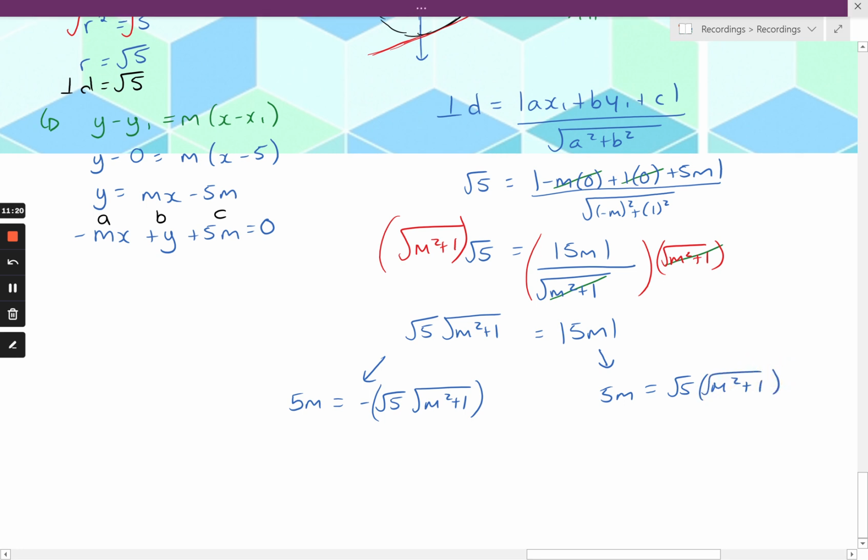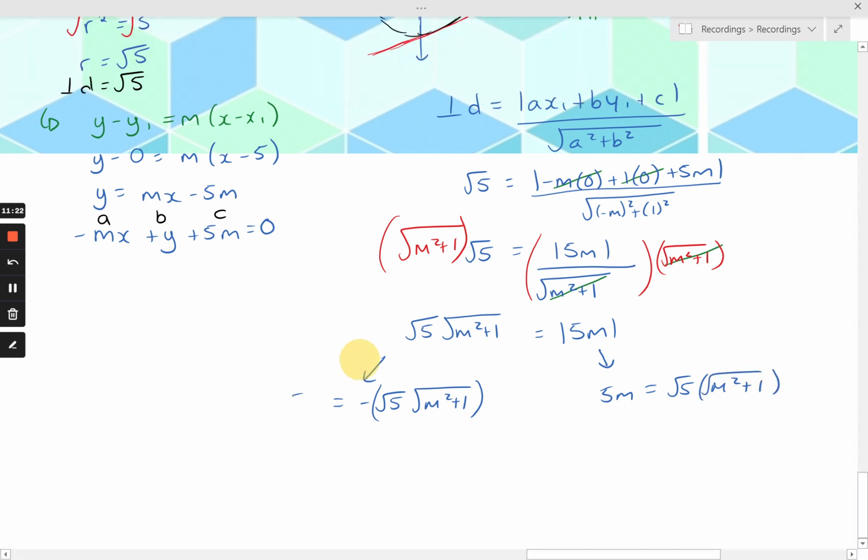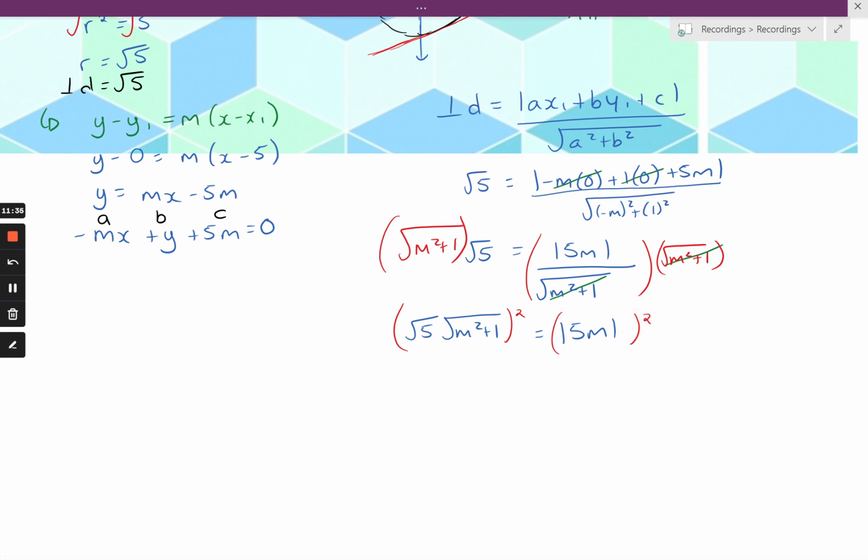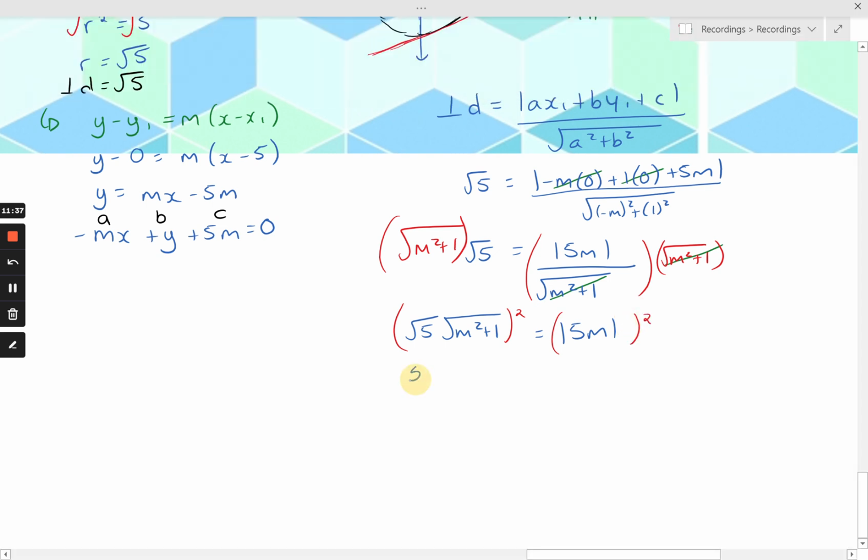Simpler actually. Rather than doing it this way, we can go back to assuming that to make it positive we can square both sides, which will make my maths a little bit easier. When I square both sides, I get 5 by m squared plus 1 is equal to 25m squared, which means I get 5m squared plus 5 is equal to 25m squared.